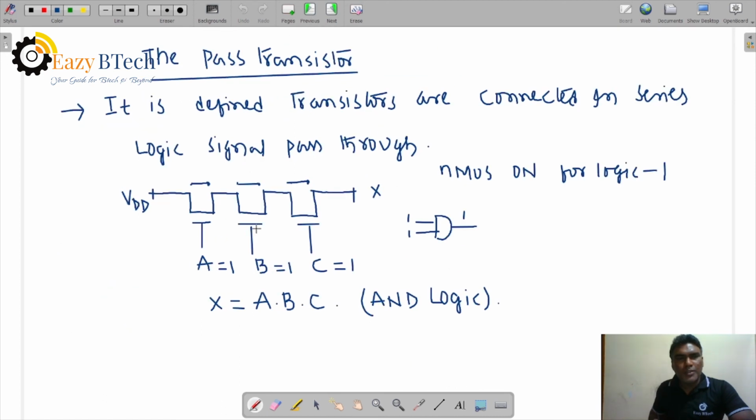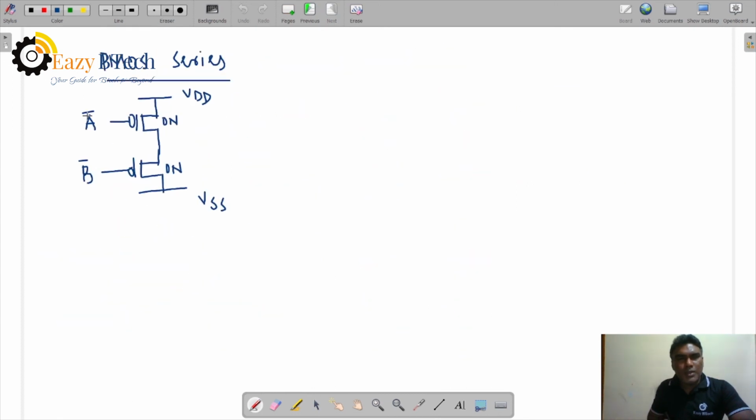A is equal to 1, B is equal to 1, C is equal to 1, then it will be on. There is a path between drain and source. A PMOS transistor works on complement logic. A is equal to 1, NMOS on. A is equal to 0, PMOS will be on. So the output logic from VDD to VSS is A complement into B complement. It is a complement of the NMOS transistor.